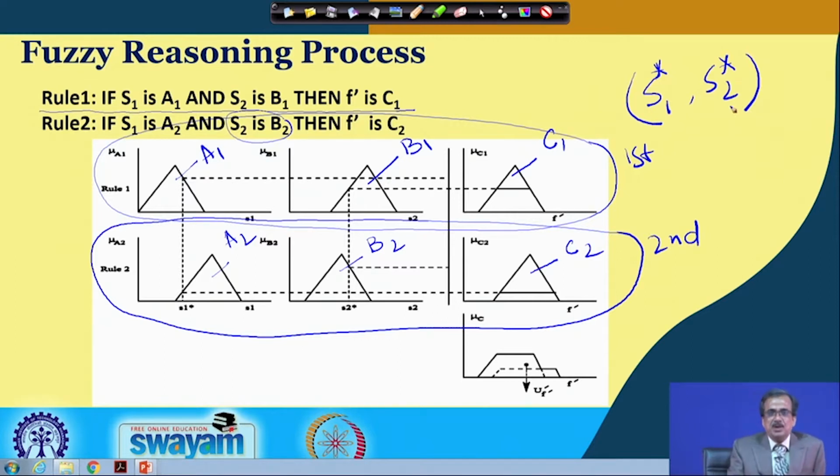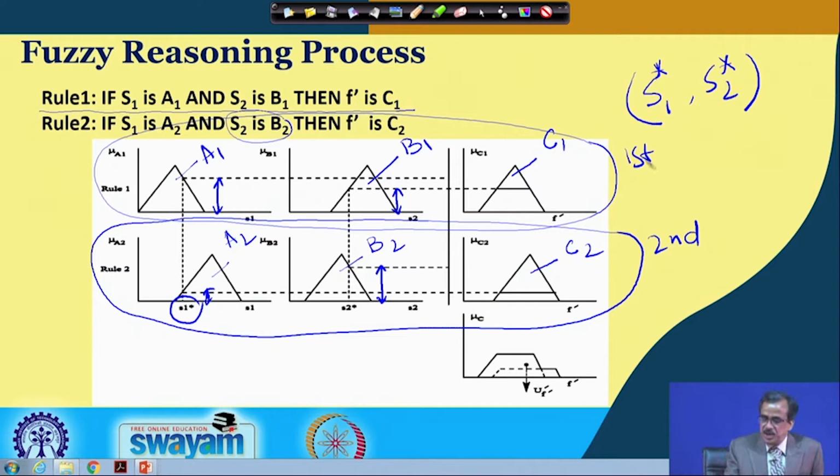So, this is a 2 input 1 output process. Now, here I am going to pass this S1 star, that is the first input. If I pass this first input, then corresponding to the first fired rule I will get one membership function value here, and another membership function value here. And corresponding to this S2 star, I will get one membership function value here, and another membership function value here.